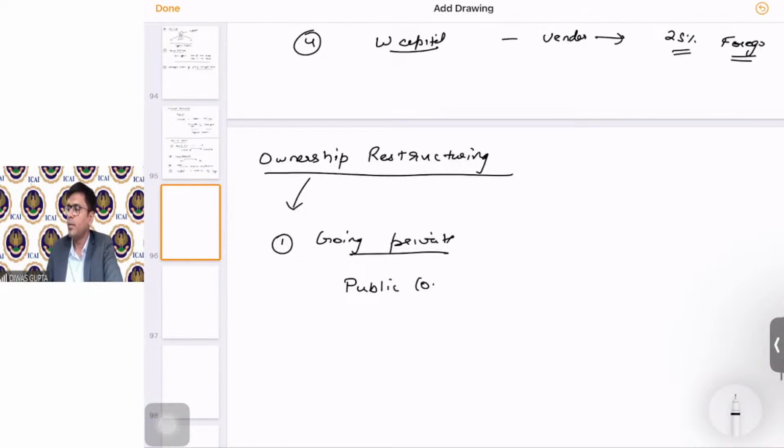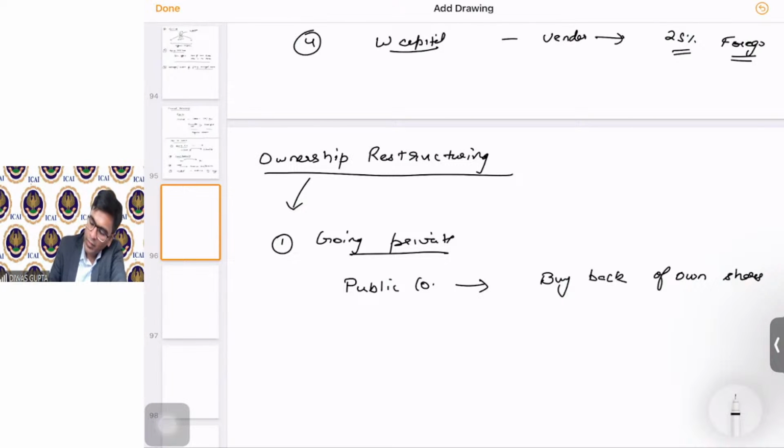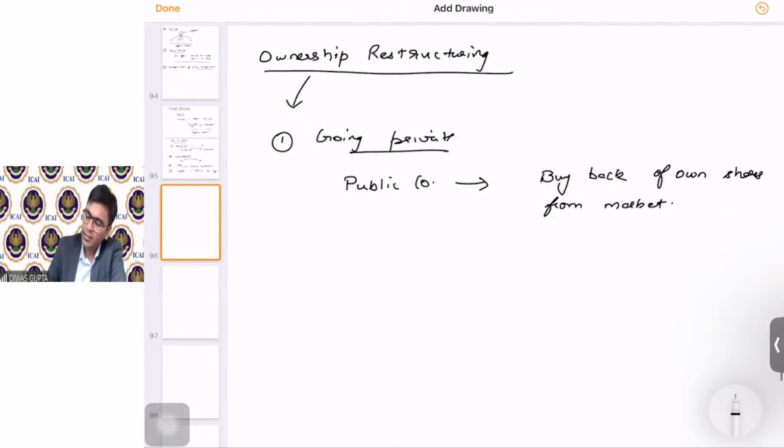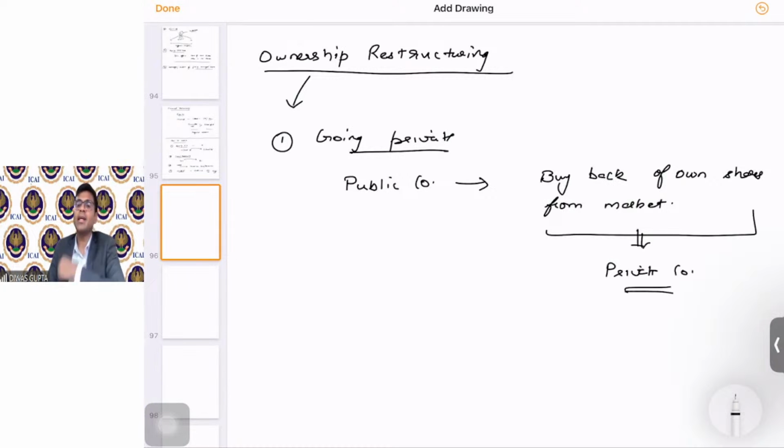Right? That public company will do a buyback of own shares from the market. The moment it happens, it will form into a private company because from the market it has taken back all the shares that were operating or, let's say, that were floating, right? So that public company has gone to the private company. That is called as the ownership restructuring. This is the first part of ownership restructuring.